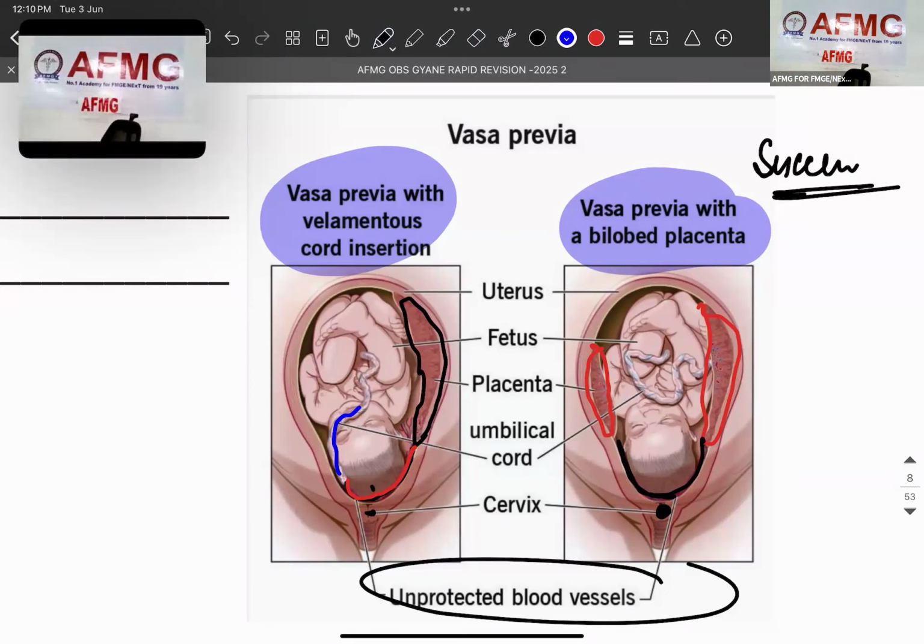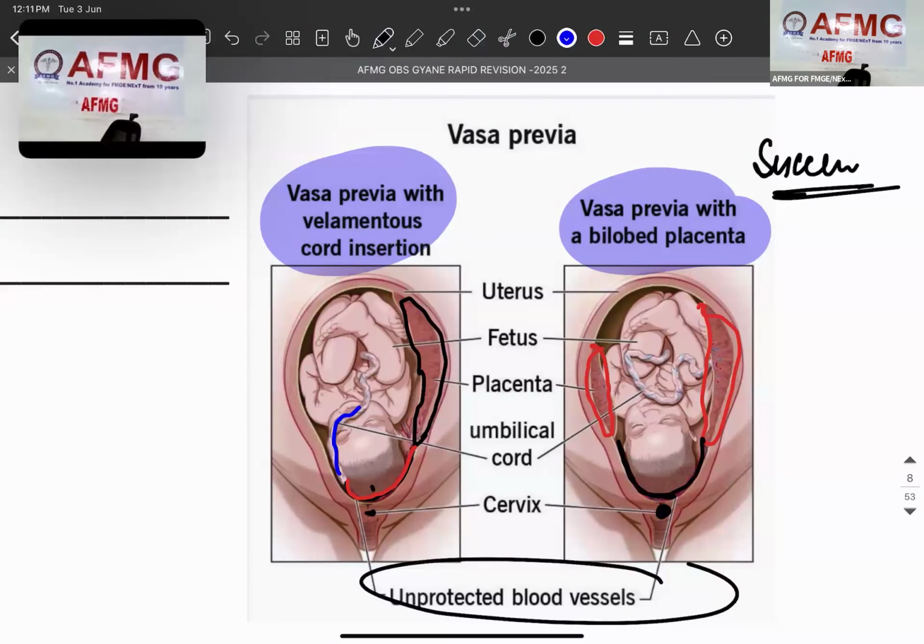So first thing we learned, antepartum hemorrhage. What is antepartum hemorrhage? Bleeding after how many weeks? 28 weeks till the delivery. Is that clear? So antepartum hemorrhage, mainly we have three causes: placenta previa, abruptio placenta, vasa previa.